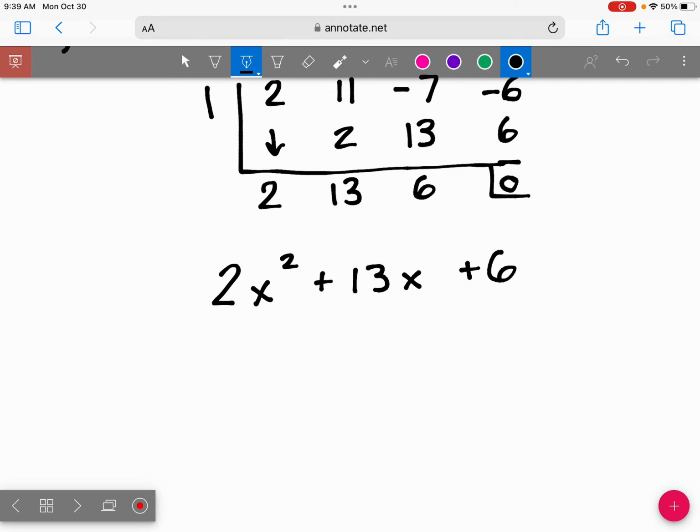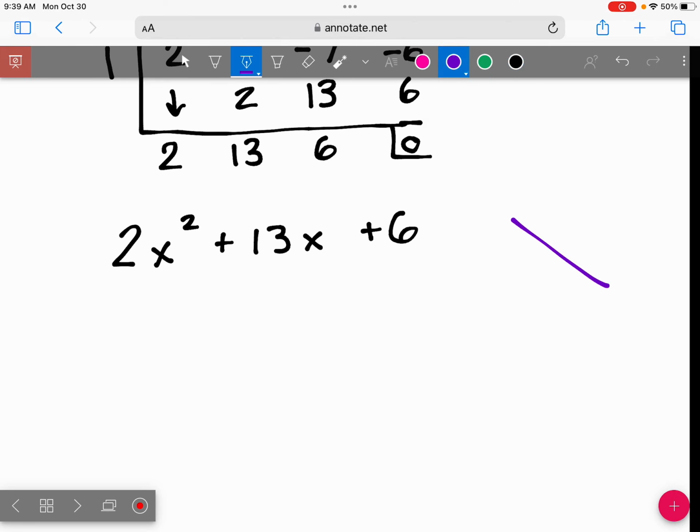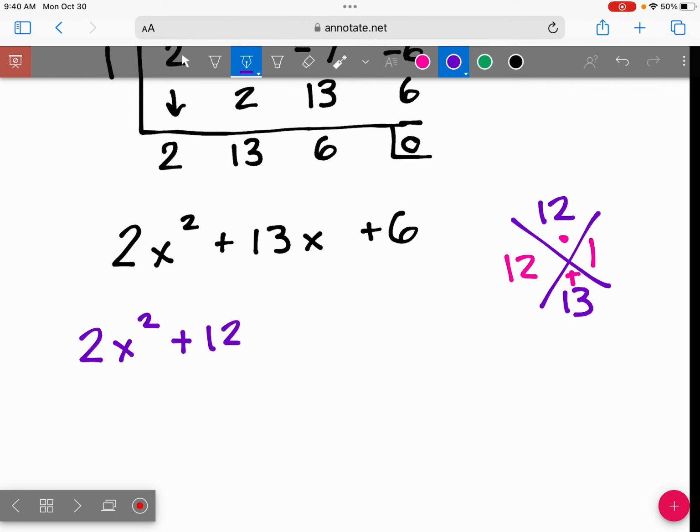Now what can I do to figure out what x is? See if we can factor it. Absolutely. So we're going to have our 12 and 13. What's a pair of numbers that multiplies to be 12 and has to add to 13? 12 and 1. So since I have an a value, we do need to at least write something out. 2x squared plus 12x plus 1x plus 6.